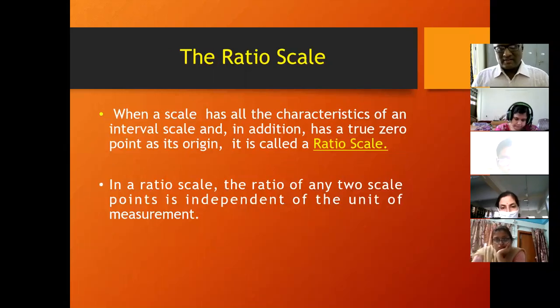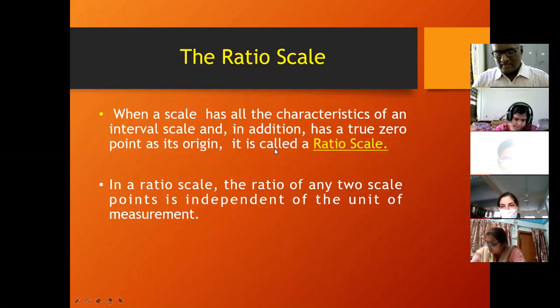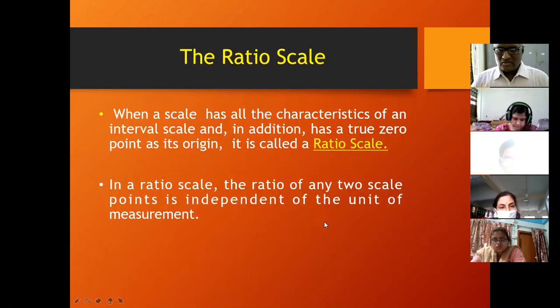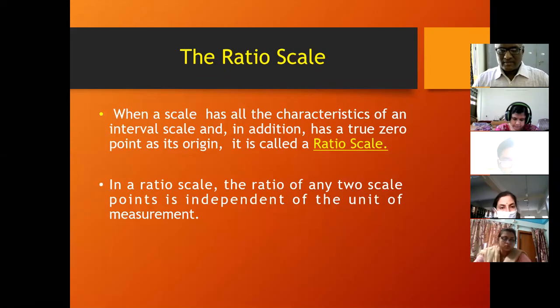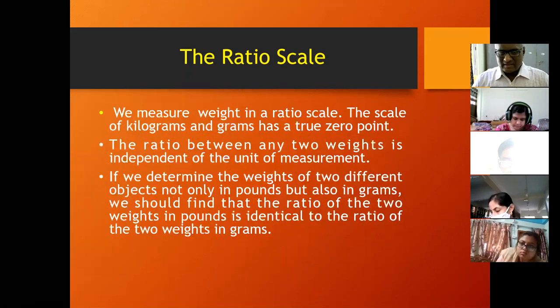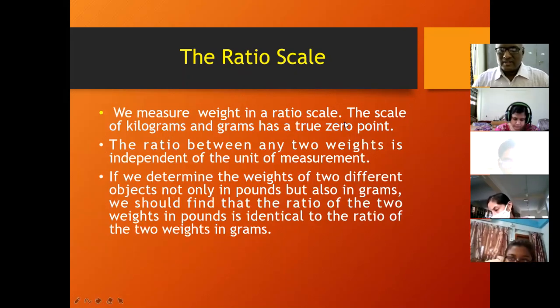What is a ratio scale? This is the highest order of measurement in research. When a scale has all the characteristics of an interval scale and, in addition, it has a true zero point as an origin, it is called a ratio scale. In a ratio scale, the ratio of any two scale points is independent of the unit of measurement. So you can collect the data using the ratio scale. We measure weight on a ratio scale. The scale of kilogram and grams has a true zero point.